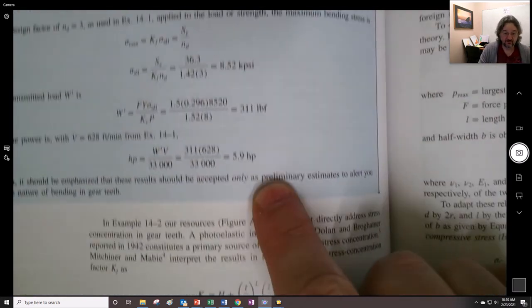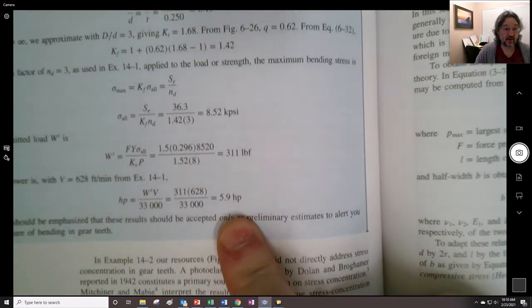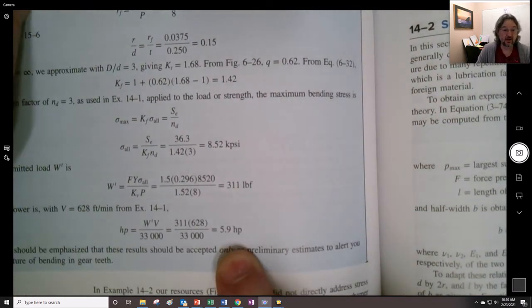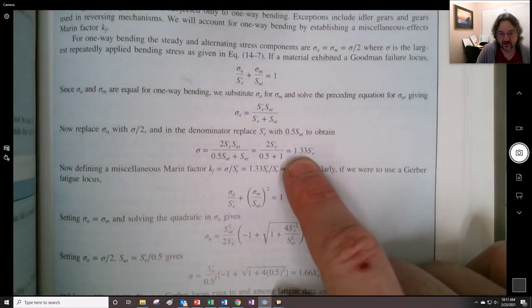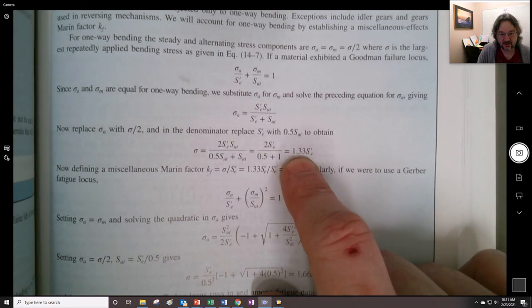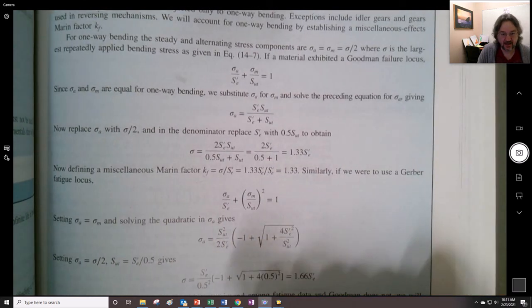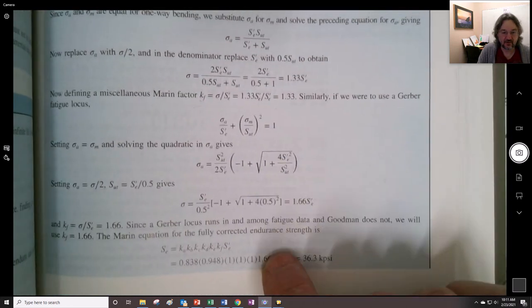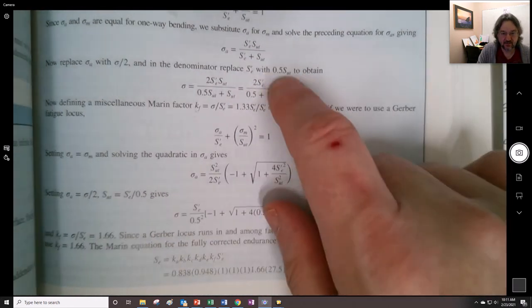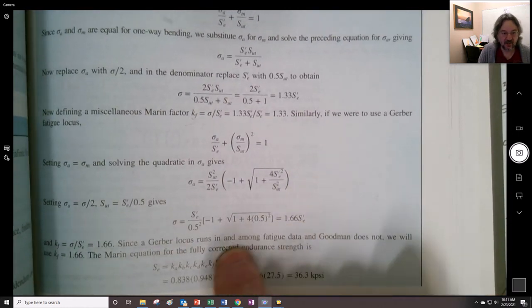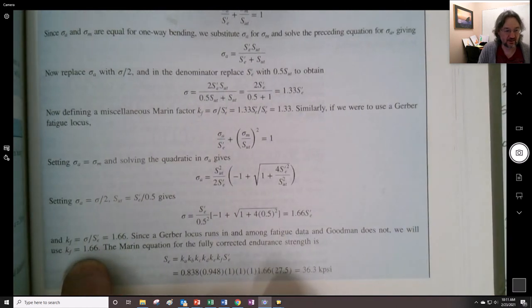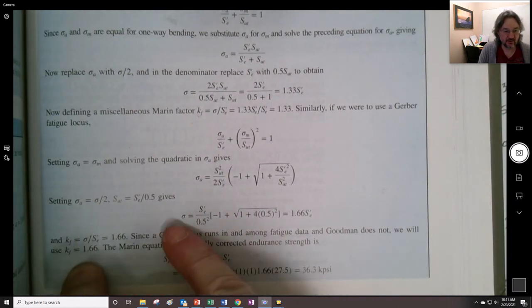So they got 5.9 horsepower. Now, one thing also, by the way, I should point out, they did this when they didn't use Goodman. They decided to use Gerber instead, which is a slightly different thing, right? Right here was the 1.330. This is the factor that they get using Gerber, and they apply it inside of that KF, right? So, excuse me, this is what they get for Goodman. This is what they get for Gerber, right? So they say this miscellaneous factor is 1.66 based on Gerber.